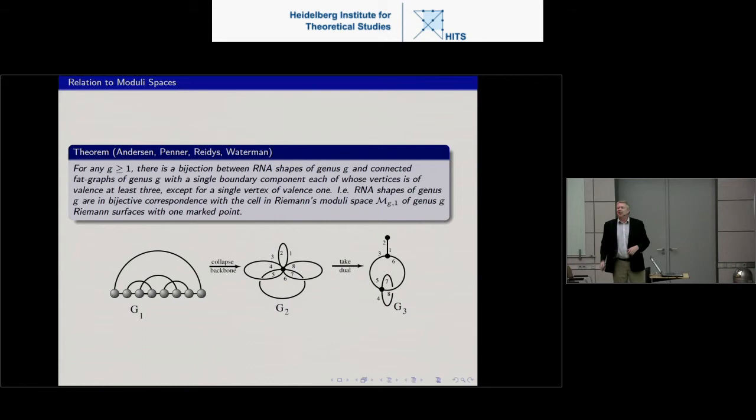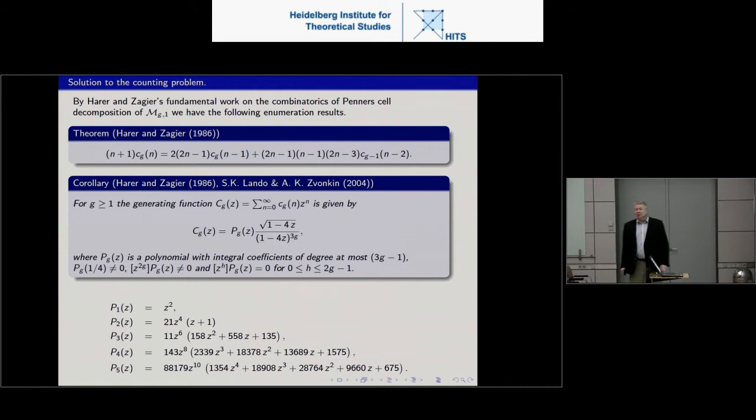Once we got that information, we could simply look at the books and see that Harer and Zagier already studied this combinatorial gadget, computed how many cells there are, and actually already solved our recursion problem. Here's the solution. That's the recursion relation these numbers satisfy. In fact, they proved that the generating function has this form, where there are certain polynomials.